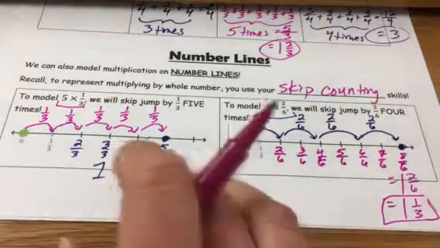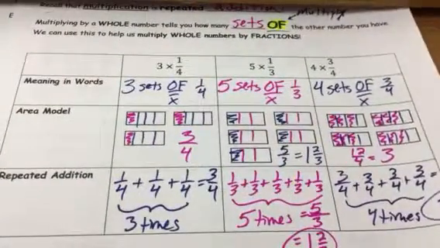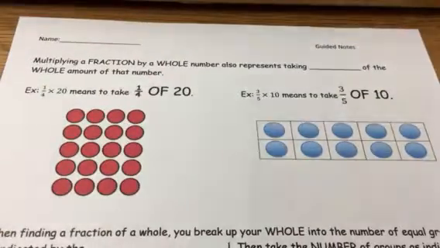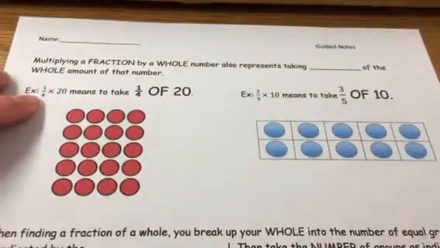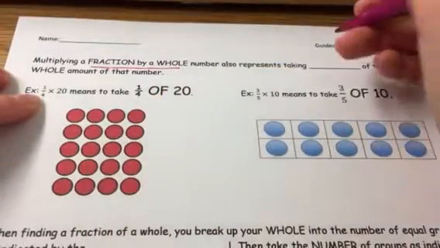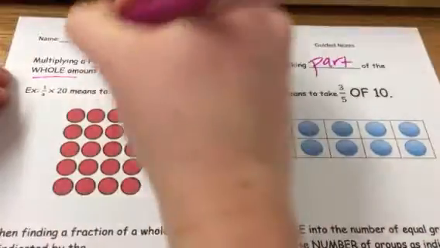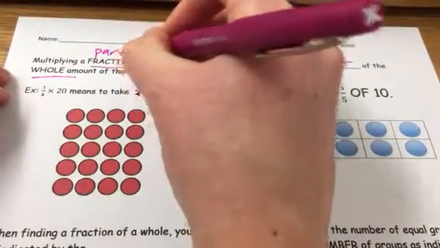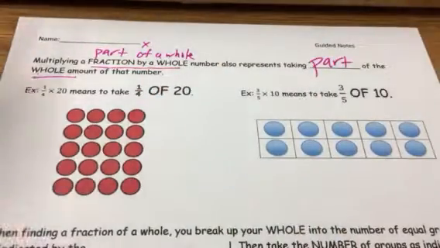Now let's take a look at one more way that we can model multiplying fractions, so we have a real firm understanding of the meaning of multiplying fractions by whole numbers. Sometimes our fraction is going to come first, and that means you're taking a portion of a whole thing. Multiplying a fraction by a whole number represents taking part of the whole amount. To multiply is of a whole. So you're taking part of a whole. You're taking a portion of whole things.